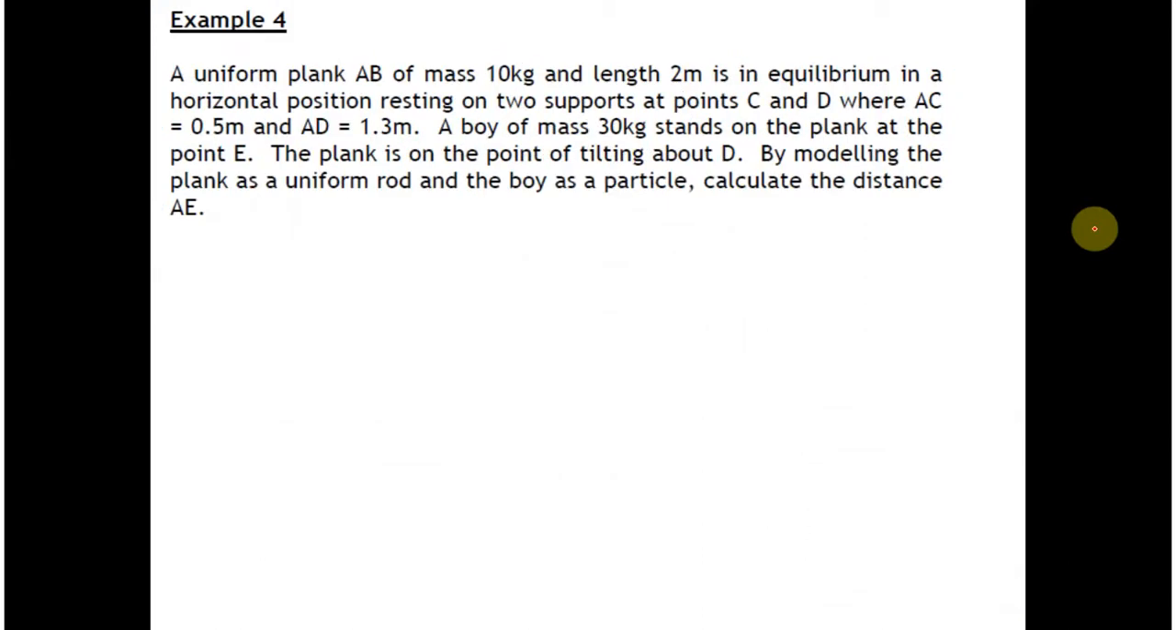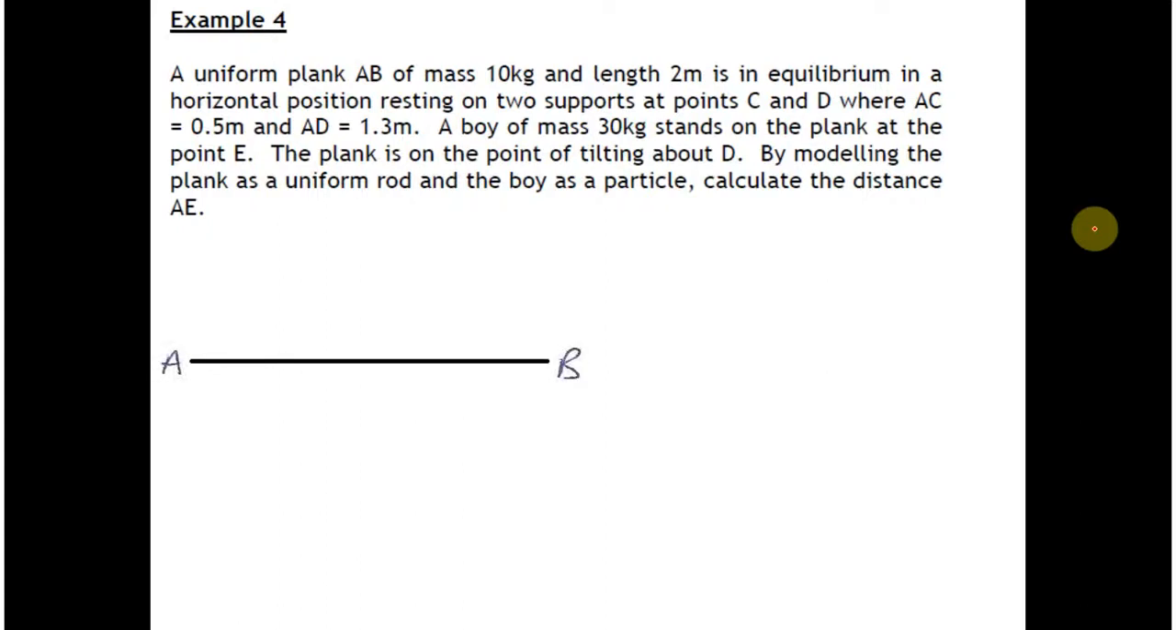Our final example demonstrates what happens when we are on the point of tilting. So we have a uniform plank AB of mass 10 kilograms and length 2 meters in equilibrium in a horizontal position resting on two supports at points C and D, where AC equals 0.5 meters and AD is 1.3 meters. A boy of mass 30 kilograms stands on the plank at the point E. The plank is on the point of tilting about D. By modelling the plank as a uniform rod, and the boy as a particle, calculate the distance AE.